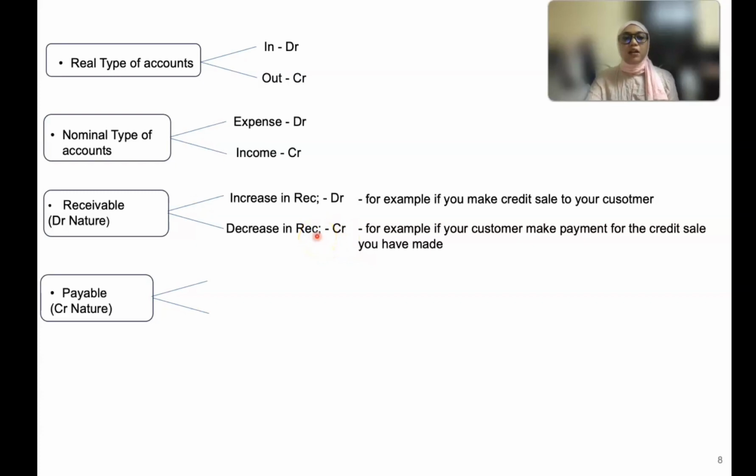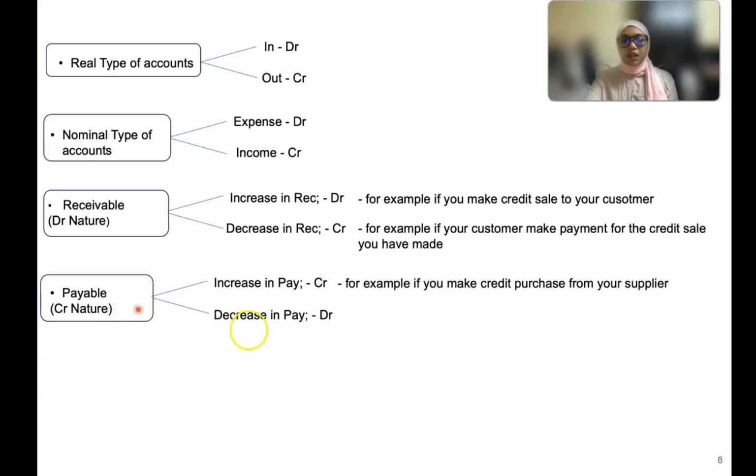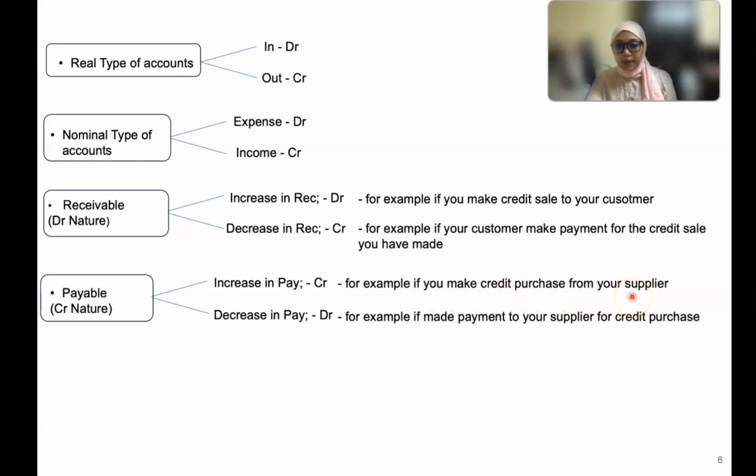Okay. Payable. Payable is what? Credit nature. So for the credit nature type of account, if it is an increase in payable, we will record in the credit side. If it is a decrease in payable, we will record in the debit side. So what is an example of an increase in payable? For example, if you make a credit purchase from your supplier. What is an example of a decrease in payable? For example, you make a payment to your supplier, your payable will be decreased.